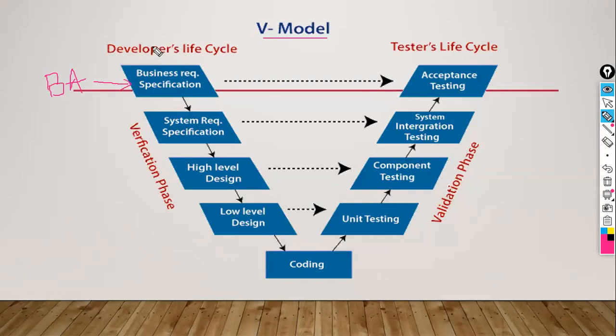So here we are going to see two different life cycles. Whatever is on the left side of this V is going to be the developer's life cycle, and the right-hand side is going to be called the tester's life cycle, right? So one is the verification phase, and the second one is the validation phase. That is the reason why we call this model the V model. So once the business analyst gathers the requirements, that document he is going to provide to developers as well as the testers.